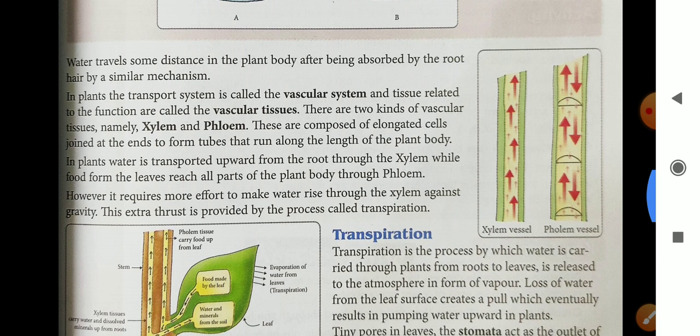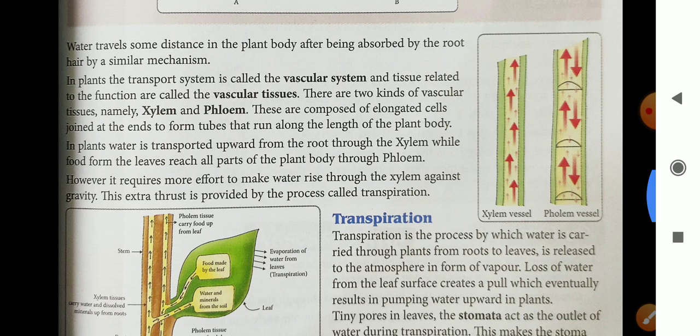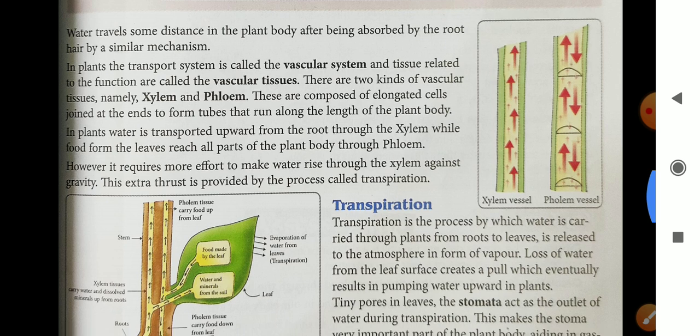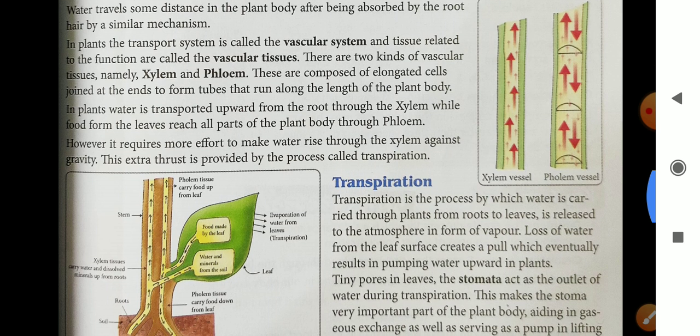And this transport system in the plant is known as vascular system. It is of two types. And the tissue related to it is vascular tissue. Vascular tissues are of two types, xylem and phloem. You can see here in the figure xylem tissue and phloem tissue.